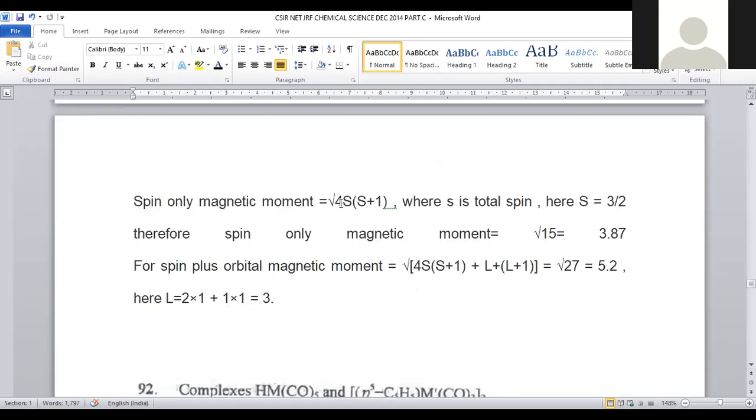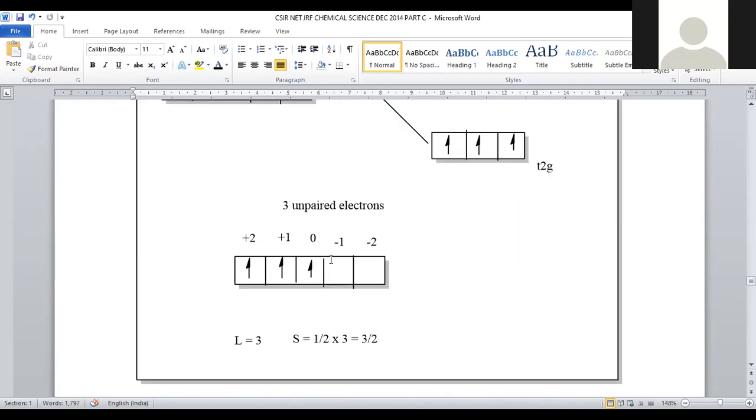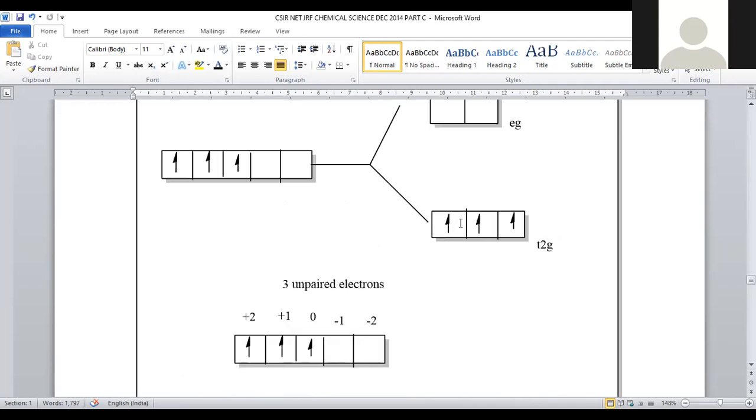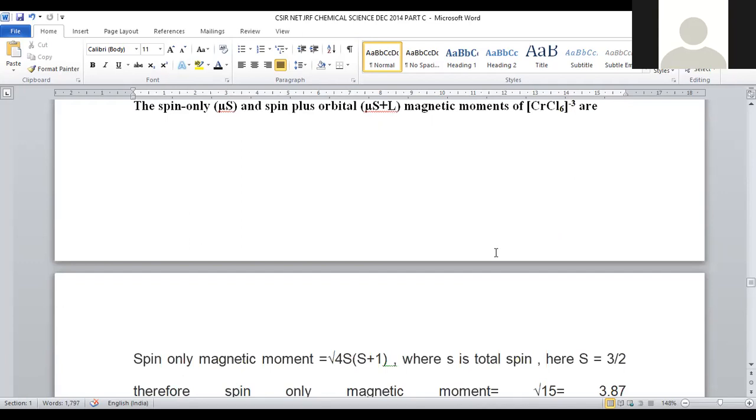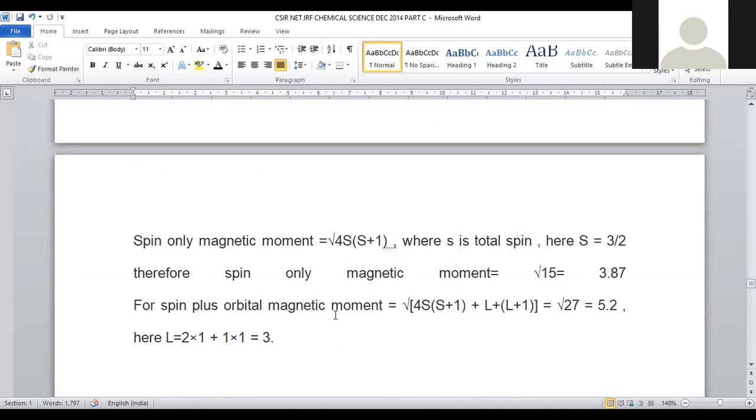For the spin only magnetic moment, the formula root of 4S(S+1) can be employed. S is nothing but the spin of the electrons. How many electrons are there? You can find 3 electrons, so the spin will be 3 into 1 by 2, which becomes 3 by 2. So 3 by 2 is the spin. If you substitute 3 by 2 in the formula root of 4S(S+1), it becomes root 15. So root 15 value will be 3.87. This is the value given by the spin only magnetic moment.